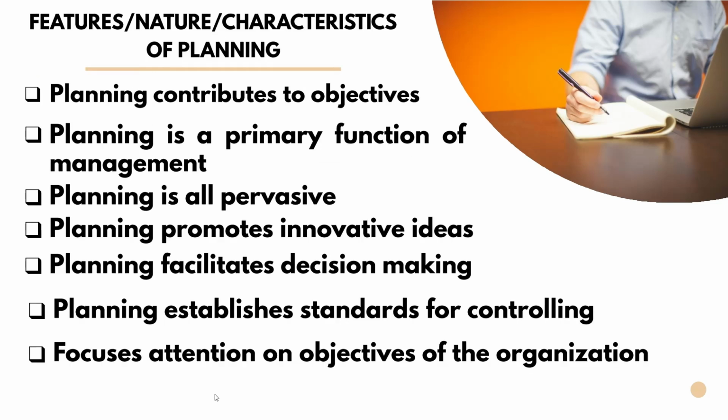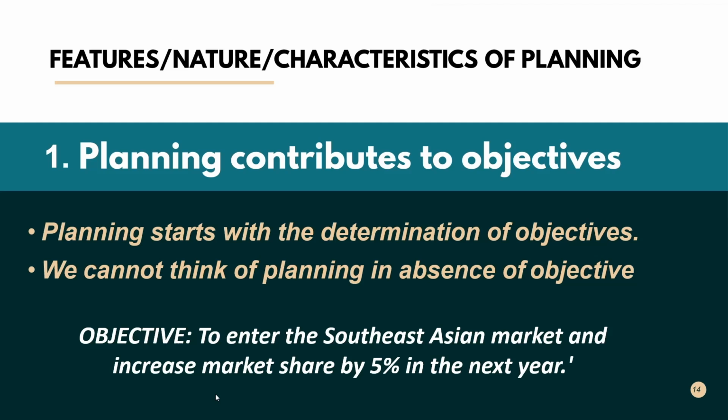Alright. Then next, we're going to discuss here the features, nature, or characteristics of planning. So we have 1, 2, 3, 4, 5, 6, 7. So let's start with number 1. Planning contributes to objectives.